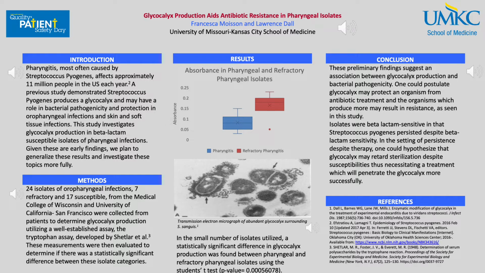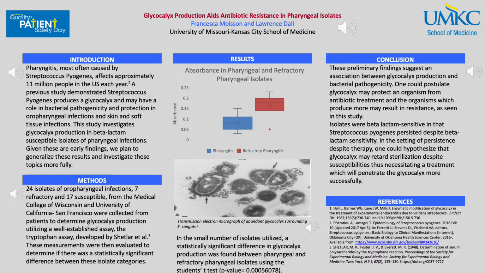For introduction, pharyngitis, otherwise known as strep throat, is most often caused by Streptococcus pyogenes, and it affects approximately 11 million people in the United States each year. A previous study we completed demonstrated that Streptococcus pyogenes produces a glycocalyx and may have a role in bacterial pathogenicity and protection in oral pharyngeal infections and skin and soft tissue infections.